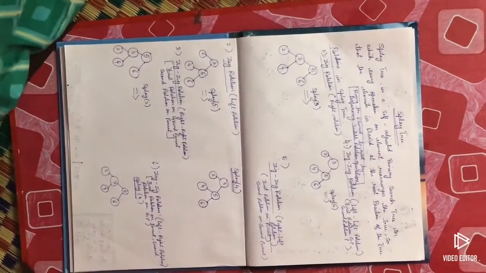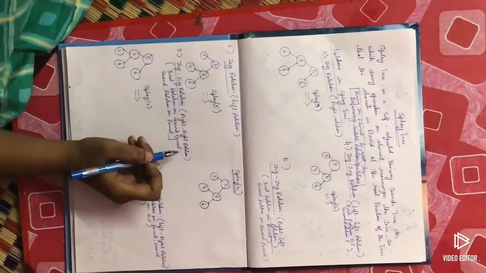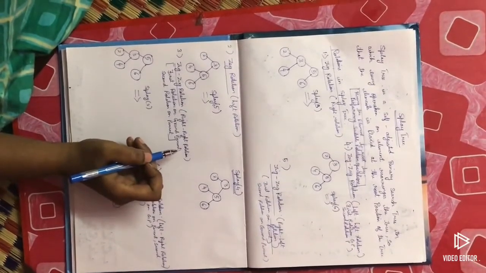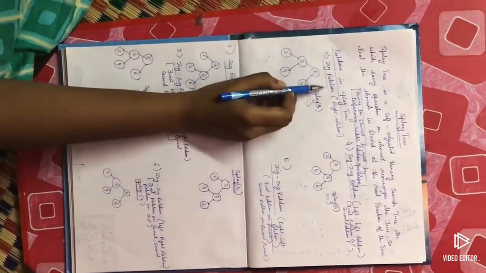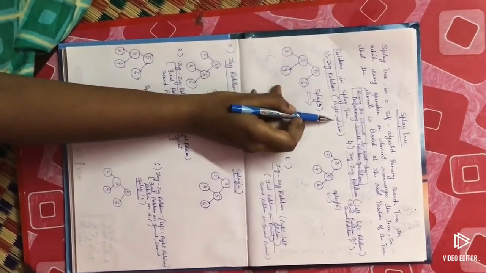So here are several types of rotations. There are 6 types of rotations available in a splay tree. The first rotation is zig rotation. Zig means right side. Zig rotation is right rotation.